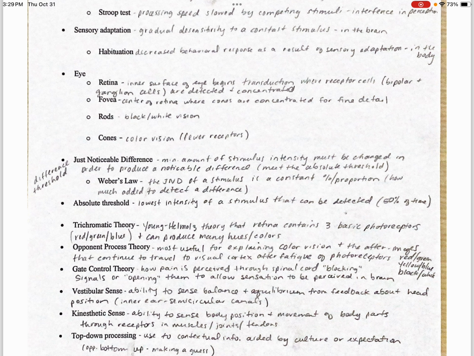Weber's law works on the just noticeable difference. The just noticeable difference of a stimulus is a constant percentage or proportion. So Weber's law says how much is added or subtracted, for that matter, to detect a difference is going to be the same no matter what we're talking about, but it's going to be proportion-wise, not amount-wise.